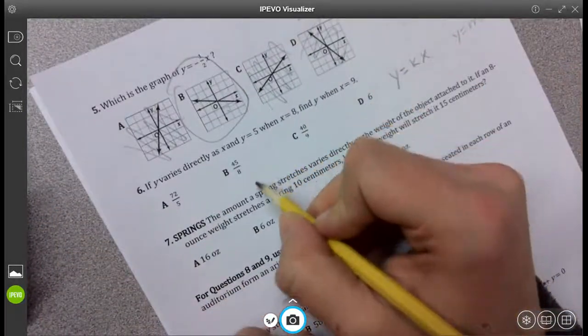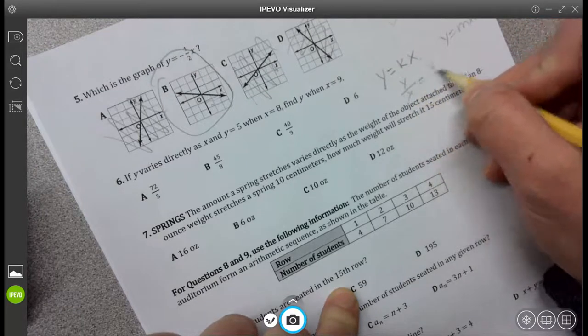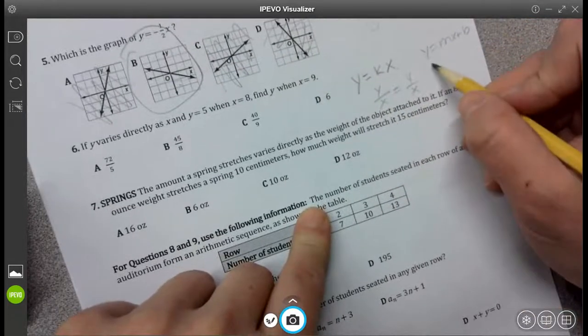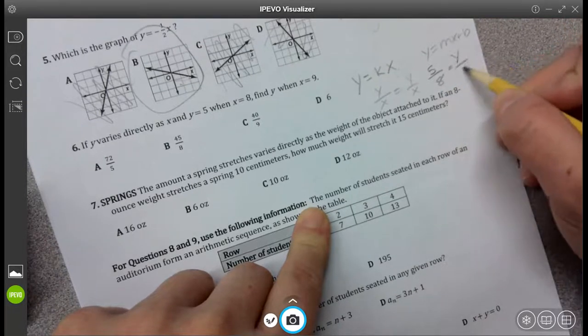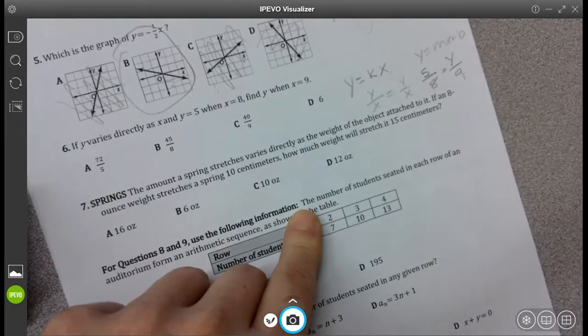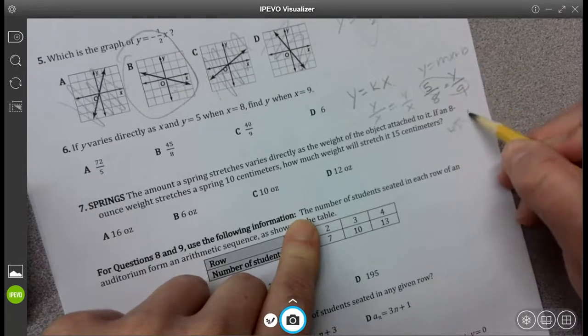So you can write it like this, or you can say y over x equals y over x. And you can say when y is 5 and x is 8, find y when x is 9. And it's proportional as well, so you can just do it like this. 9 times 5 is 45. 8 times y is 8y.